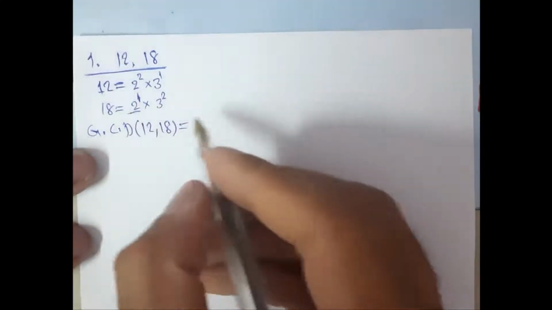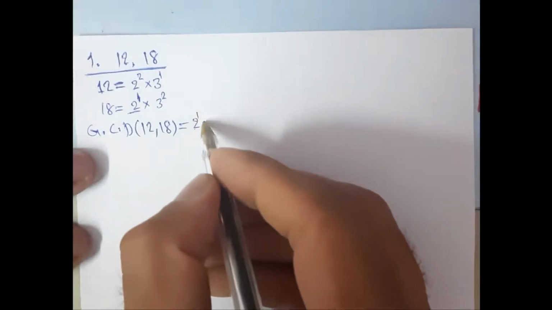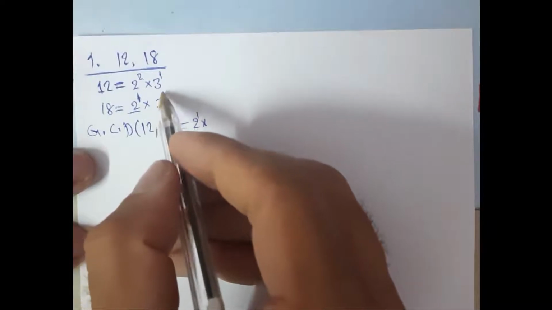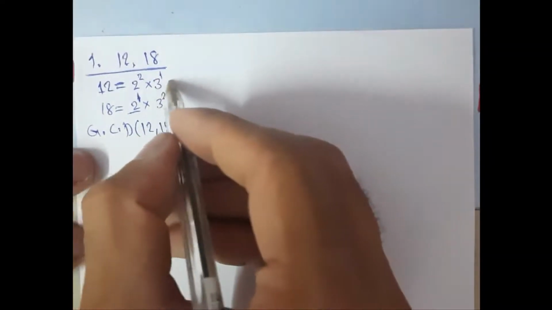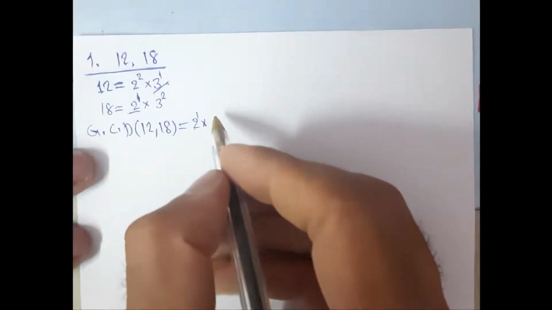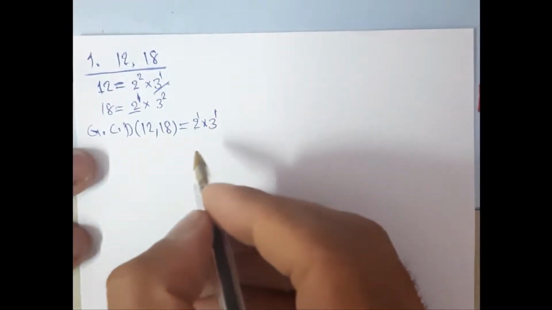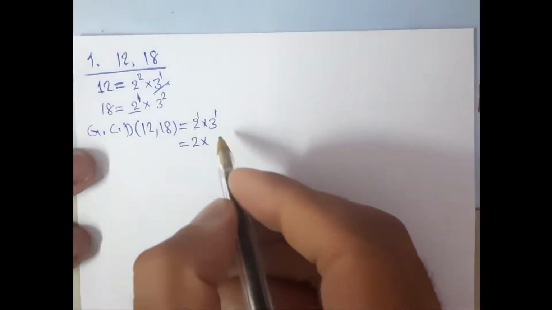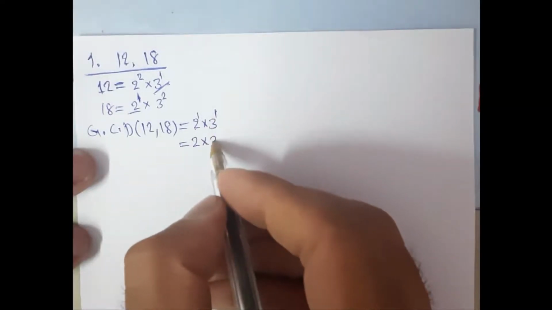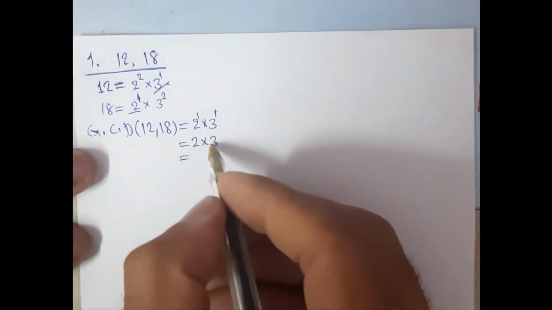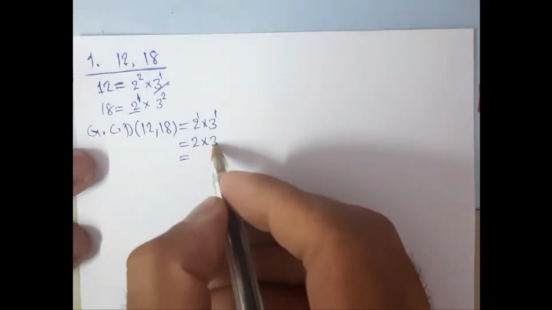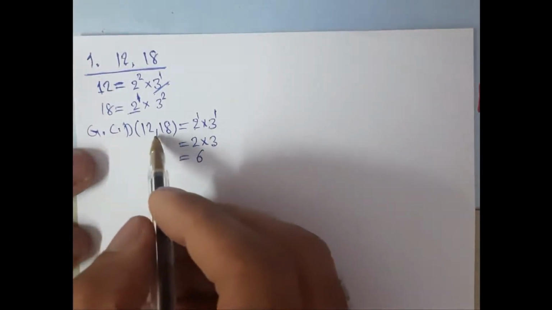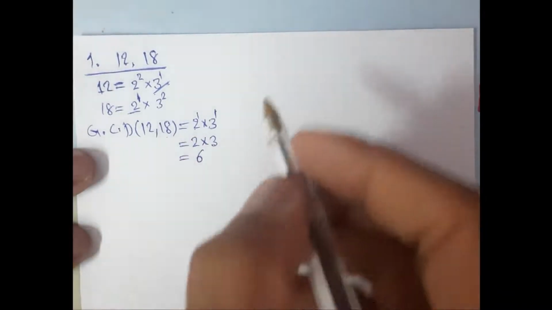So we take 2 power 1. Which one is less? Here 2 power 1 has the least exponent. So we take 2 power 1. 2 power 1 is itself, 3 power 1 is also itself, equal to 2 times 3, which is equal to 6. Therefore, the GCD of 12 and 18 is 6.